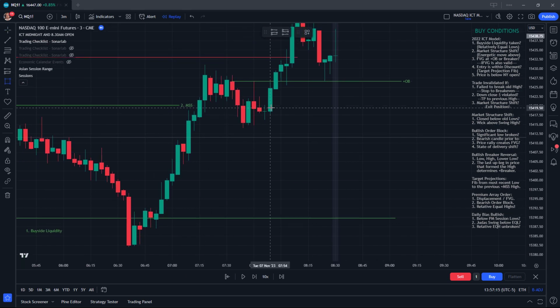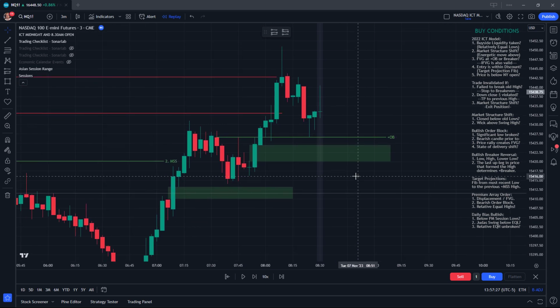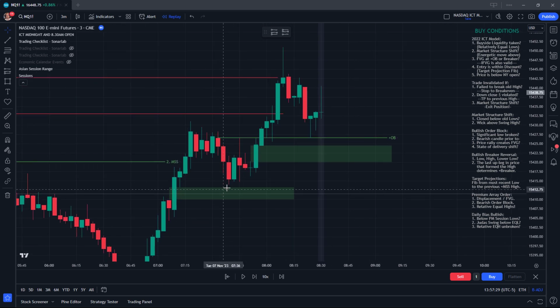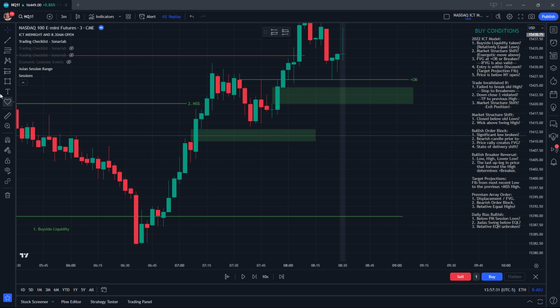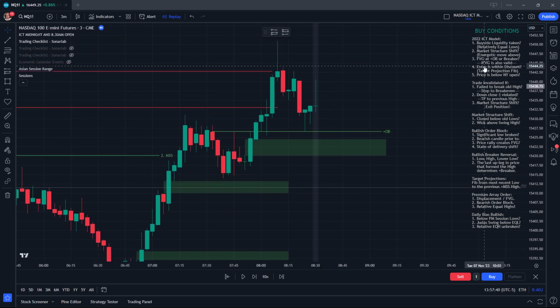And we've got a fair value gap here. We've also got a fair value gap here as well. Although it looks like if price was going to come down into this fair value gap, it would have done it here. So this is already starting to get a little bit muddy in terms of which fair value gap to use.